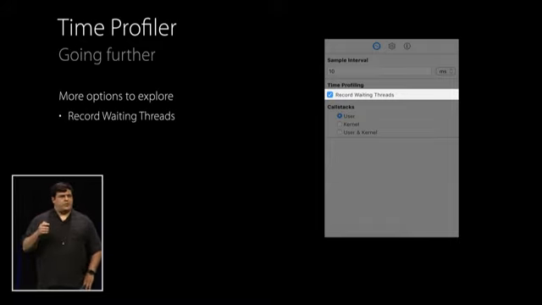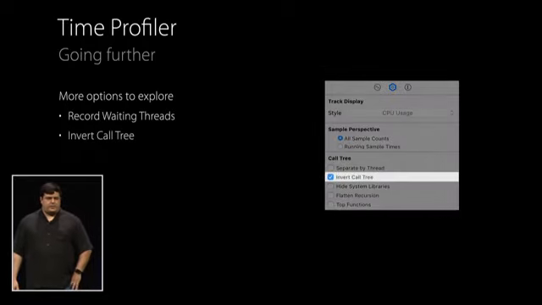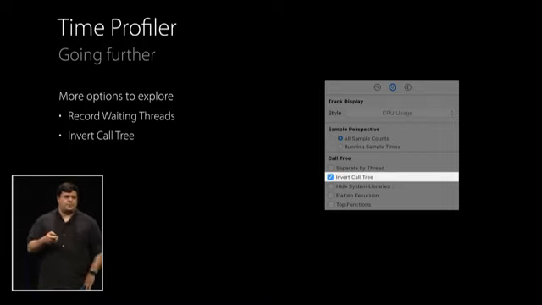So if you have code that's contending over a lock, you'll see those hotspots show up when you enable record waiting threads. Another thing that I find interesting is to enter the display settings in the call tree section, which is invert call tree.